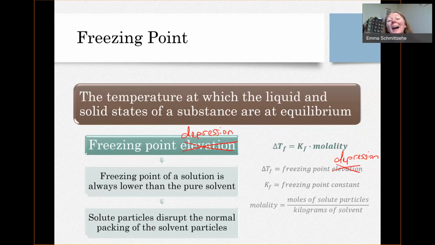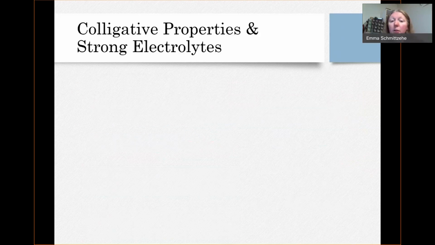And so the higher the molality is, the greater your change in freezing point is, meaning the more it's going to go down. Now with all of this stuff, what you need to realize is that it depends on the number of solute particles, so be very careful. Remember, we can have different types of solutes. You can have strong electrolytes, weak electrolytes, and non-electrolytes. And when you dissolve them into this solvent, different things happen.